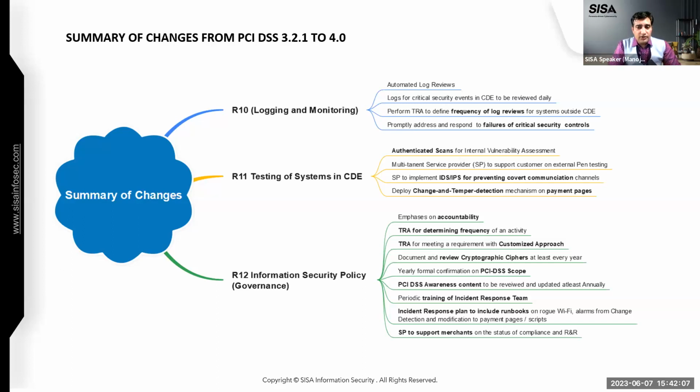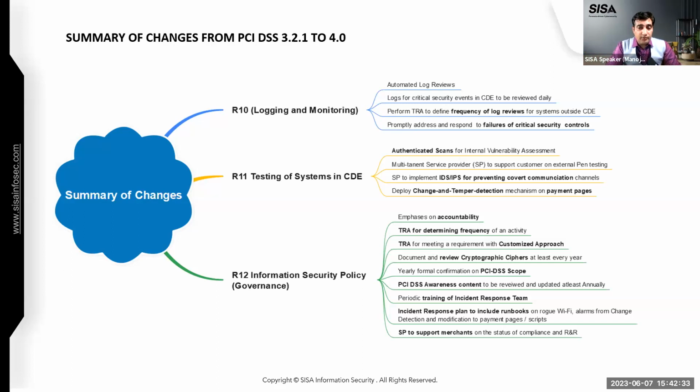Then, you need to also implement IDS, IPS for preventing covert communication. Everybody knows covert communication is kind of hidden communication that doesn't use the normal communication methods. That has been emphasized because that is where the attackers play their role. They use a lot of web shells and those kinds of software to defeat the defenses out there. So that is where you need to look for this.